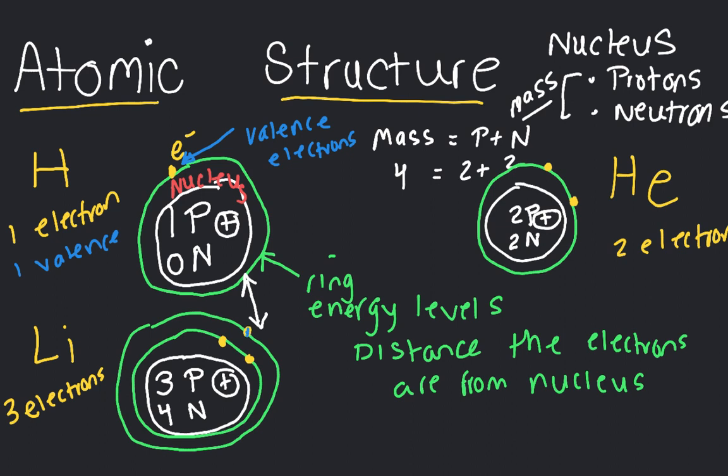Lithium actually has 1 valence electron as well. And then helium has 2 valence electrons. Because atoms have different numbers of valence electrons, they behave differently, and they interact and bond differently with other elements on the periodic table. So it's really, really important that we understand this concept.